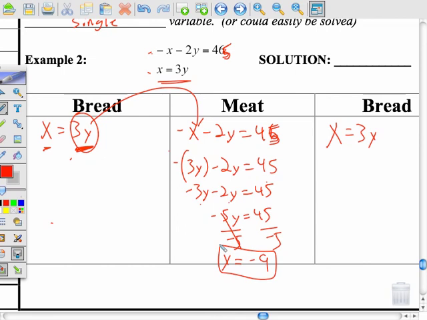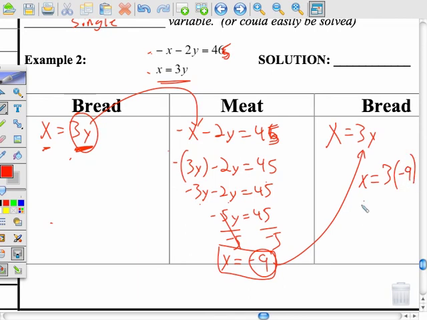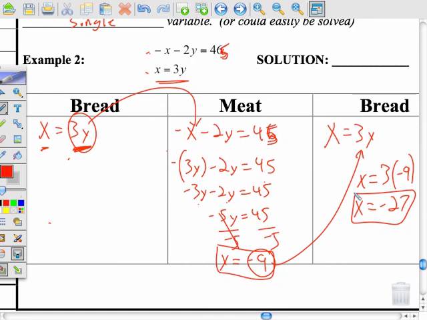Well, that's why we have the bread. We have the other part. We can take that y value and plug it into this equation now. It's a smaller equation. You can plug it into either equation, but this is a smaller equation. So we have x equals 3 times, we just found that y is negative 9. So that would mean x equals 3 times negative 9 is negative 27.